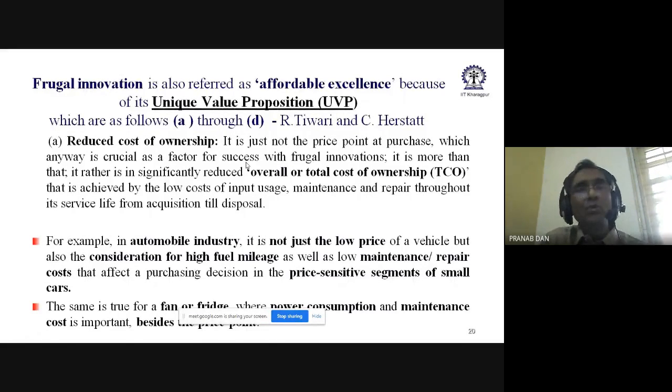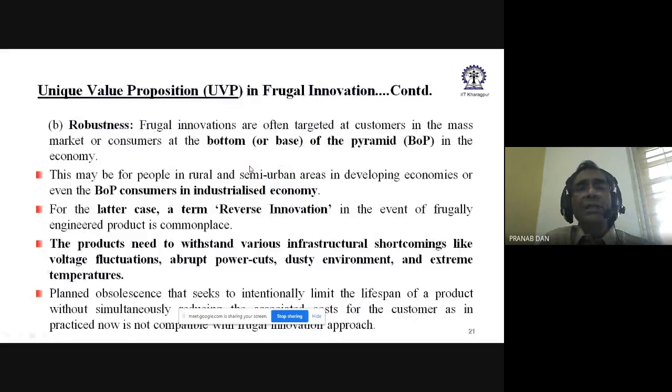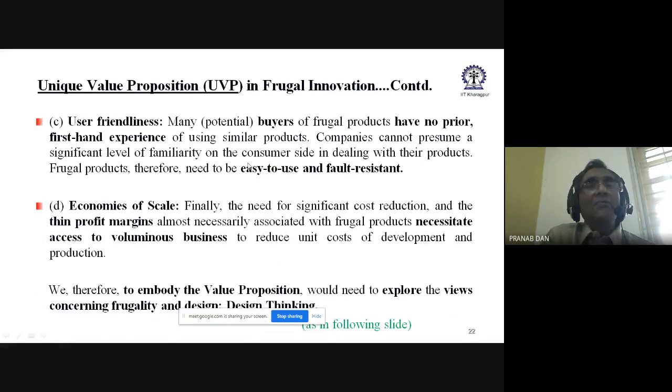Please next slide. Robust means it should be able to work in all possible variable conditions, like extreme heat, hot condition, extreme cold condition, and yeah. I mean that thing is in the next slide. So robustness, which should be able to accommodate all these variations. Next, please. Which is again the user friendliness, and finally the economy of scale. It should be user friendly and easy to use and fault resistant. Economies of scale is very important here.